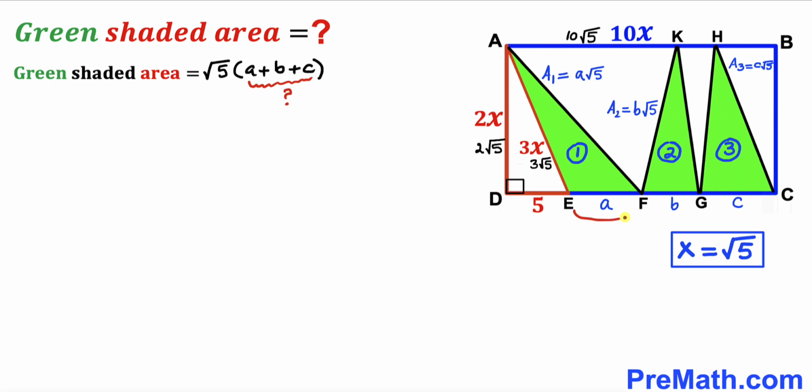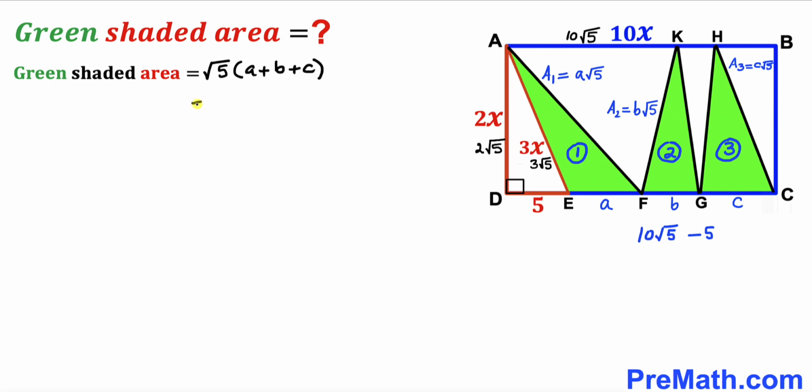We are talking about this segment length EC. Now let's make an observation. We can see that this whole AB length is 10 times square root of 5, and this segment DE length is 5. So the remaining EC length is going to be 10 times square root of 5 minus 5. Therefore we conclude that this a plus b plus c length turns out to be 10 times square root of 5 minus 5.